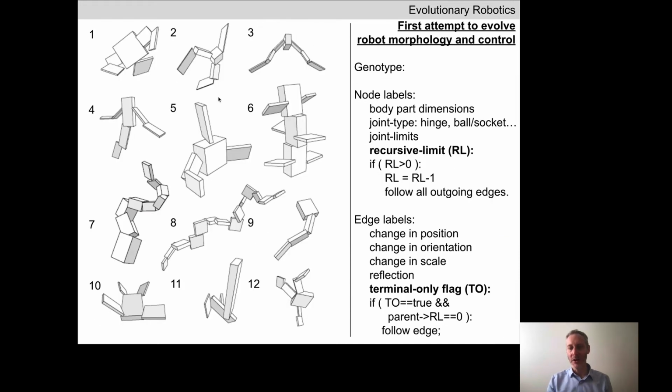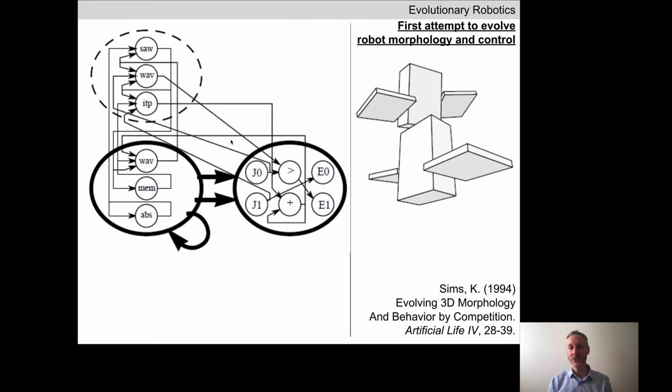The nested part allows this genotype to also encode the neural controller for this robot. So let's take this phenotype over here. This phenotype has two nodes, this part which constructs a body segment, and this node which defines the fins.